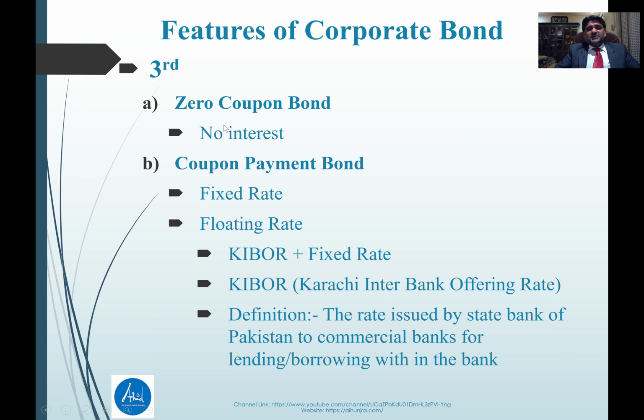Zero coupon bond, the third part, has no interest on the bond. A coupon payment bond can have a fixed rate, and there might be a floating rate. What is KIBOR plus fixed rate? When we talk about the floating rate, it is KIBOR plus a fixed rate, the Karachi Interbank Offered Rate. The rate is issued by the State Bank of Pakistan to commercial banks for lending or borrowing within the banks. So that is called KIBOR plus fixed rate. So there can be a fixed rate or a floating rate.